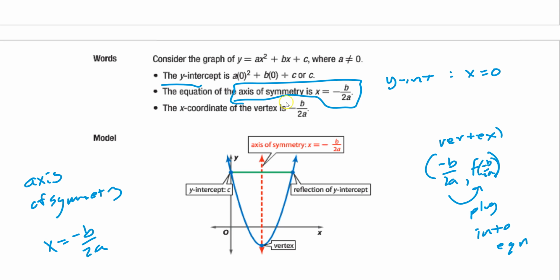Those are the key things. If you want to find the axis of symmetry, use negative b over 2a. If you want to find the vertex, that x value is also the x of the vertex, so plug it into your equation to find the y value. And if you want to find the y-intercept, set x equal to 0. So let's graph a couple doing it that way.